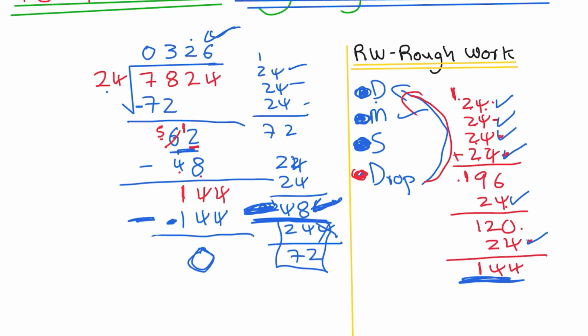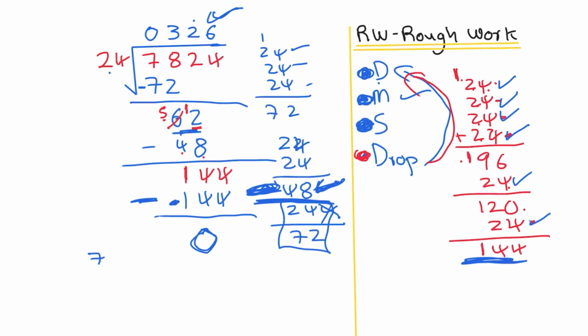So the answer now to the question, when they ask you, what is 7,824 divided by 24? You're going to say it's 326. And that's it, guys. That's your long division.